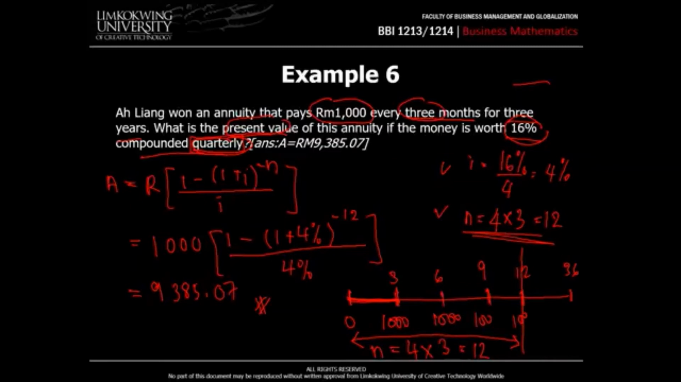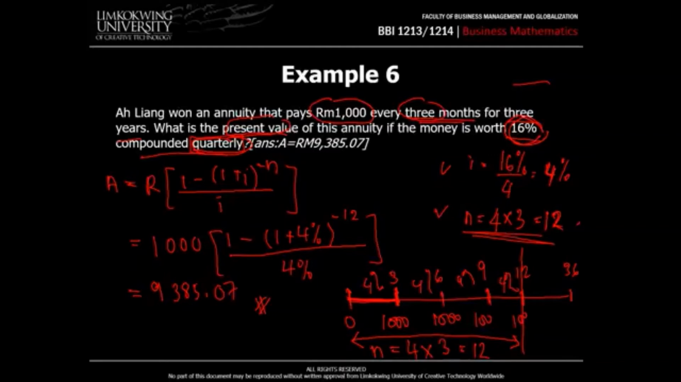Okay, so 16% for 3 years. So every year 16%, second year 16%, third year 16%. But each time that you pay, what is the percentage? It's already mentioned that every 3 months has to be paid, and then it is paid quarterly. So here is 4%, 4%, 4%, 4%. So that's why you got 4% here, and then that's why you got N with 12 terms.